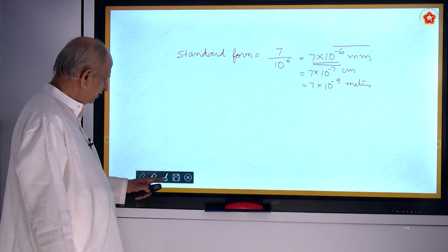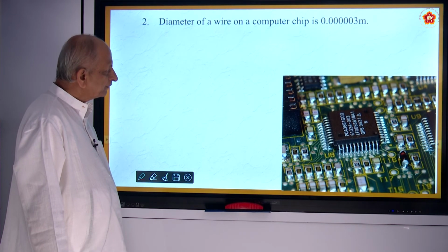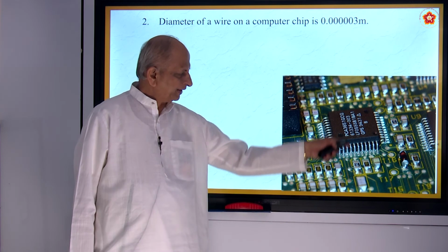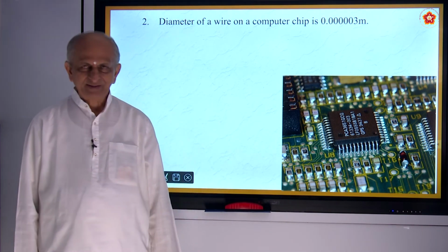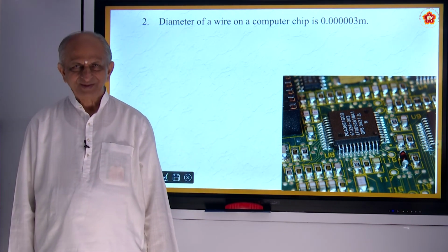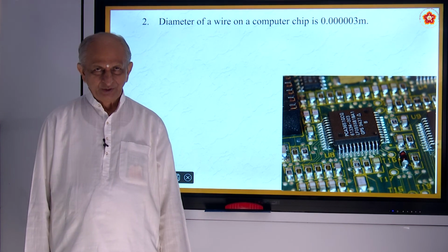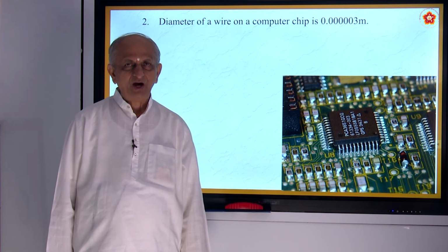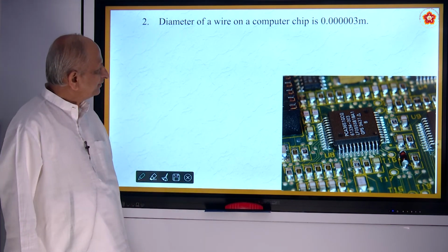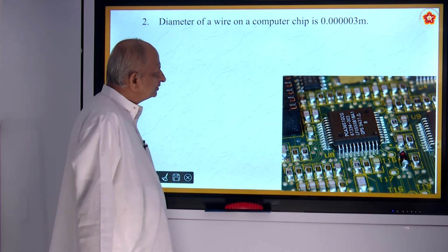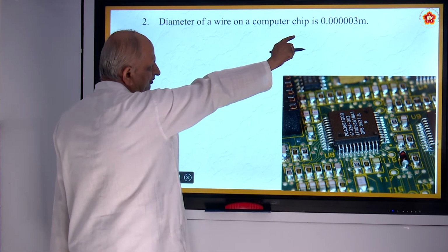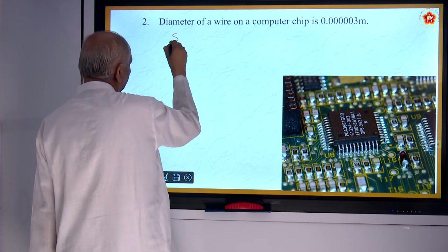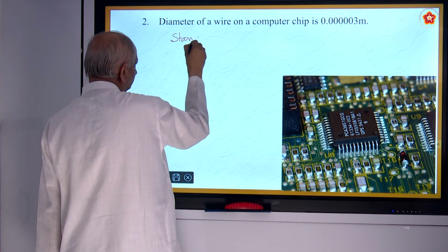And also we have a computer chip. In computer, you heard about IC, correct? What is IC? Integrated circuit. Do you know from which material it is made up of? Made up of silicon. The size of the chip is 0.503. 5 zeros are there. So you are asked to write the standard form.